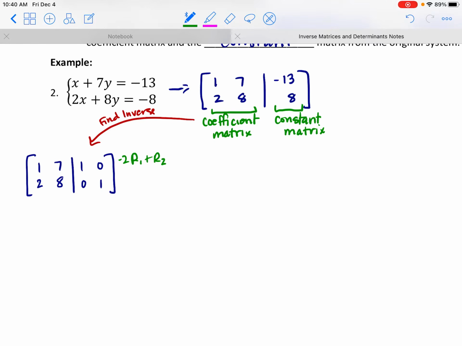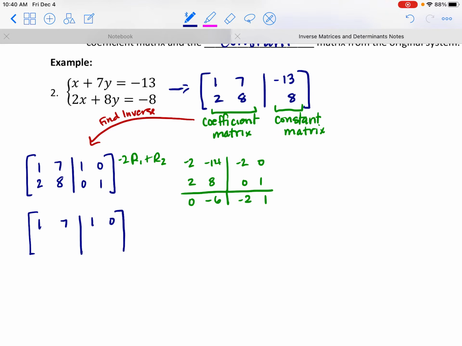Well, negative 2 times row 1 would be negative 2, negative 14, negative 2, and 0. I'm adding that to row 2 to change row 2. So that's going to give me my new row 2, which is 0, negative 6, negative 2, and 1. So now I can rewrite this. Row 1 didn't change. It was 1, 7, 1, 0. I have a new row 2 because I added a multiple of row 1 to it, and my new row 2 is 0, negative 6, negative 2, and 1.